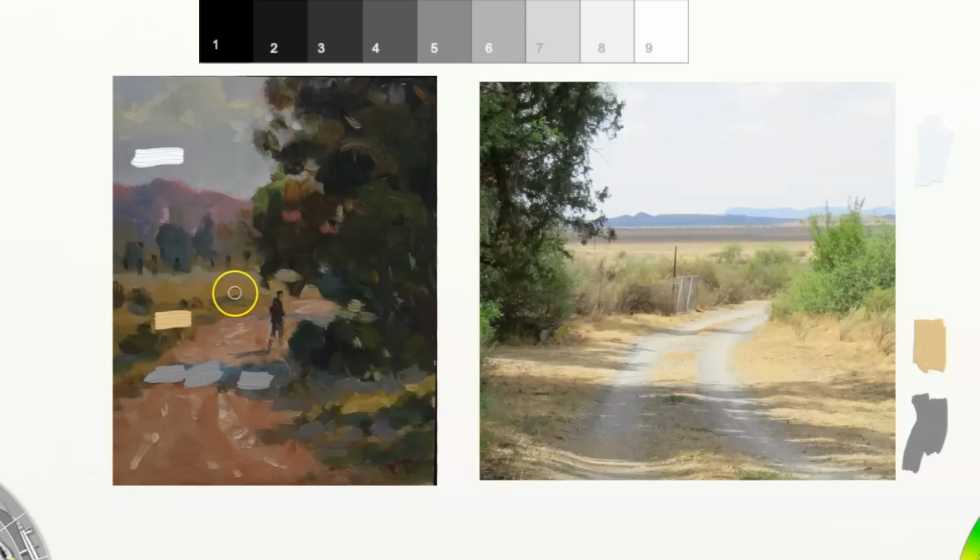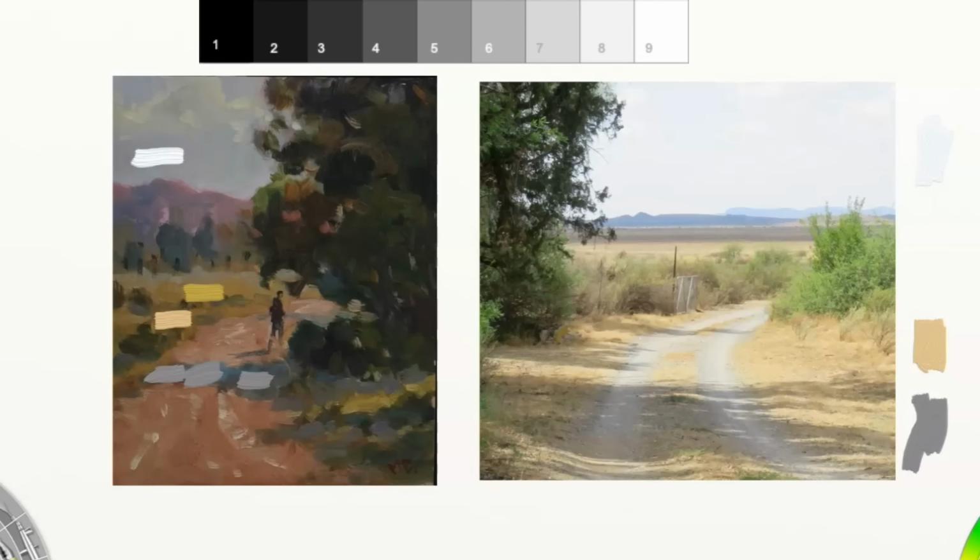A dark sort of yellow ochre in the painting there is much cooler than what it should be. Let's say we should be using something like that, which is much warmer. All right, so direct sunlight on that will make it much warmer.